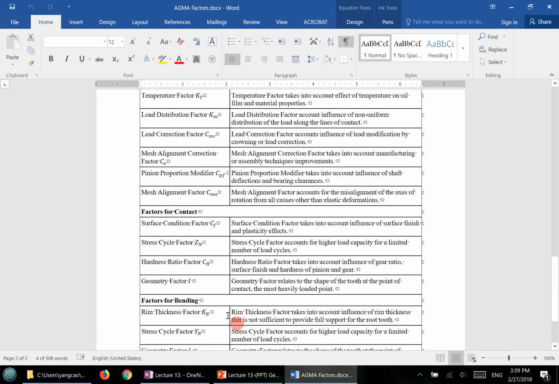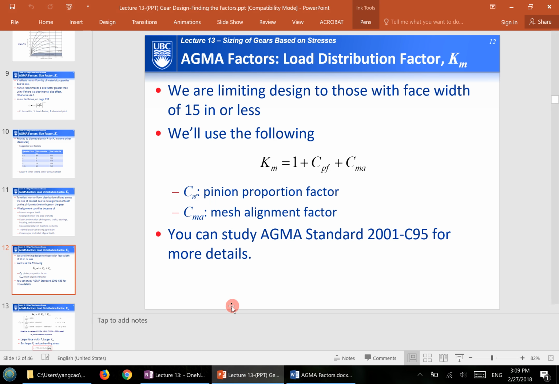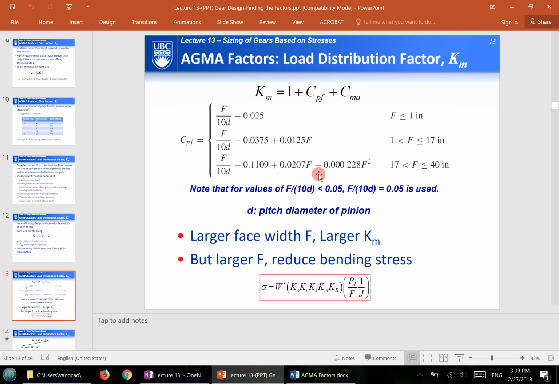CPF and CMA. CPF is called the pinion proportion modifier, and CMA is called the mesh alignment factor. I'm going to use my PowerPoint here to illustrate the formula for CPF and CMA. Here is the formula for CPF. This is all given in the textbook.